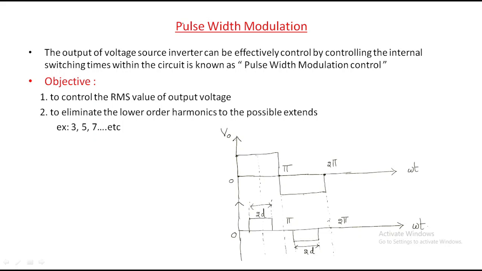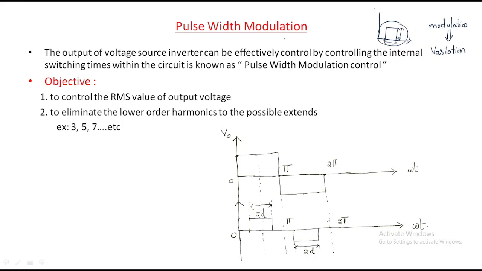Pulse width modulation. Pulse means simply it is the pulse. Pulse means we have a particular time period and particular magnitude. It looks like a step. This is called a pulse. This width can be modulated. Modulation means varying; simply, modulation is nothing but variation by changing or controlling.